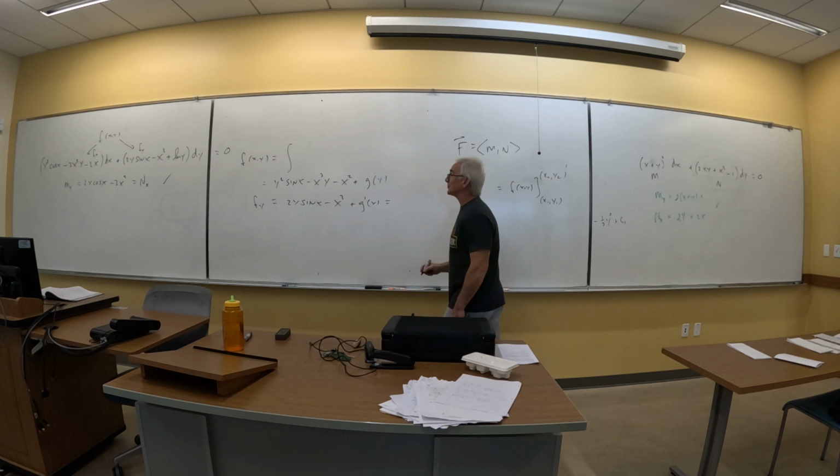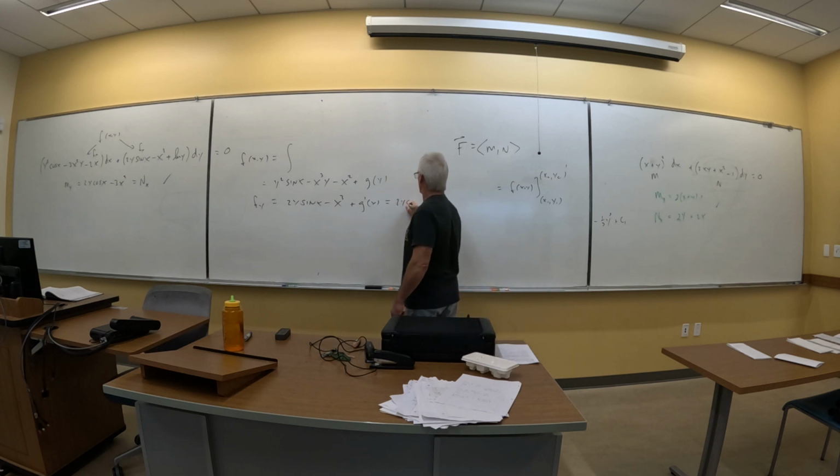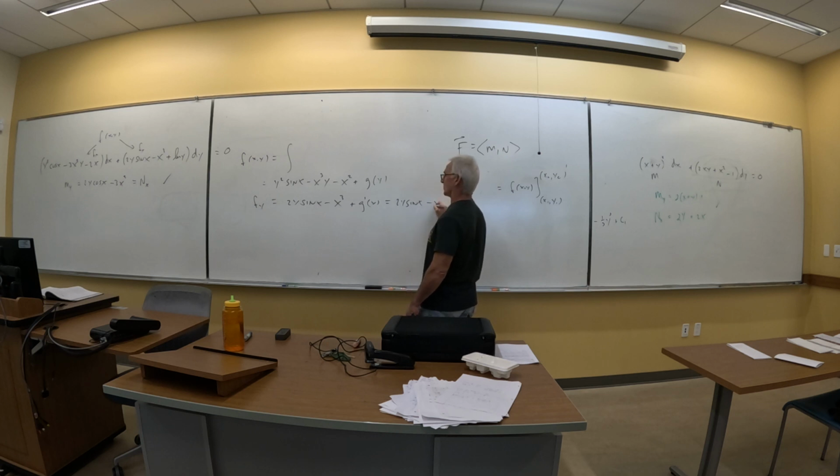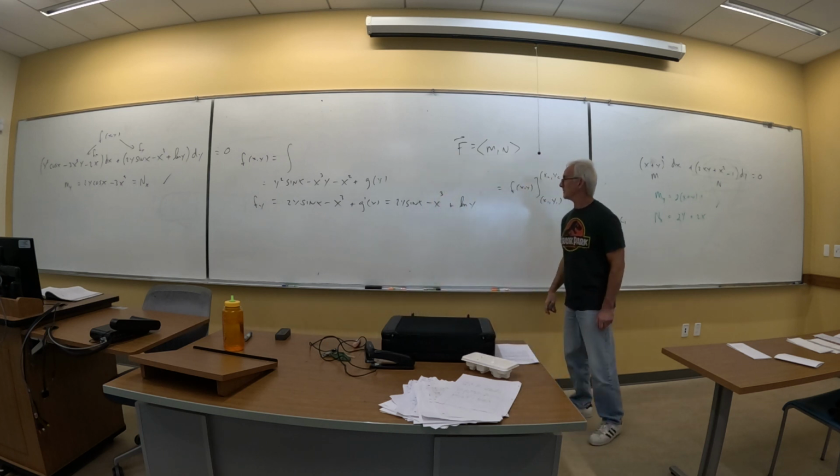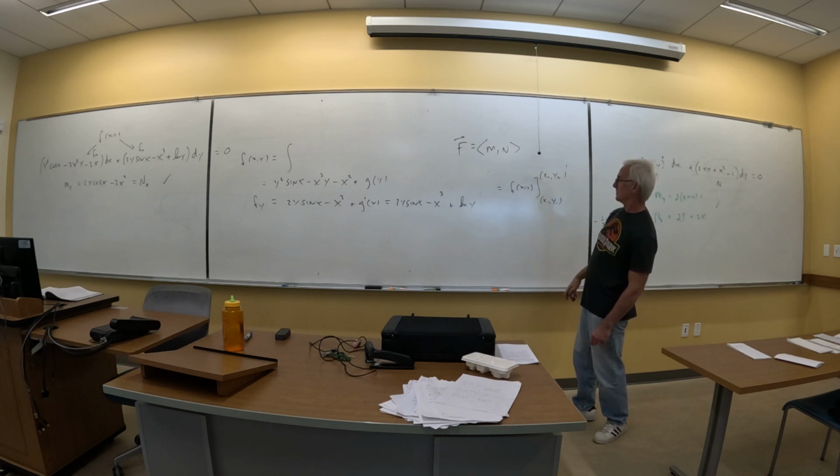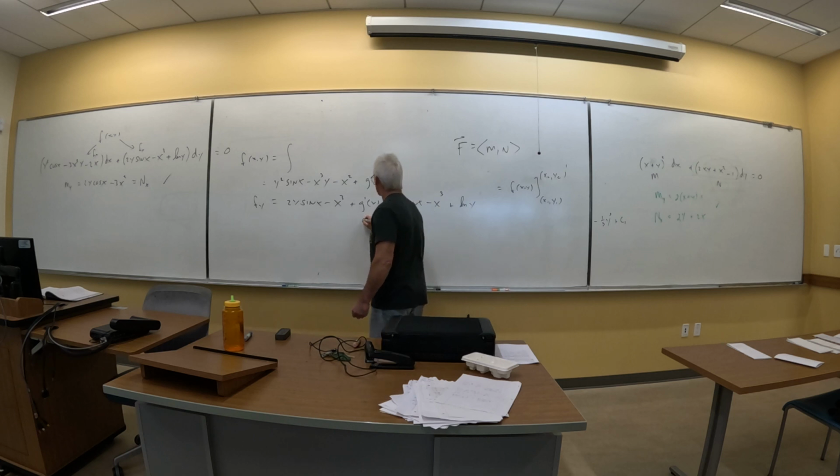Now, I set this equal to your f_y. 2y sin x, that's good, minus x cubed. This is looking good so far. So far, so good? So what have I got at this point? g prime of y equals ln y.